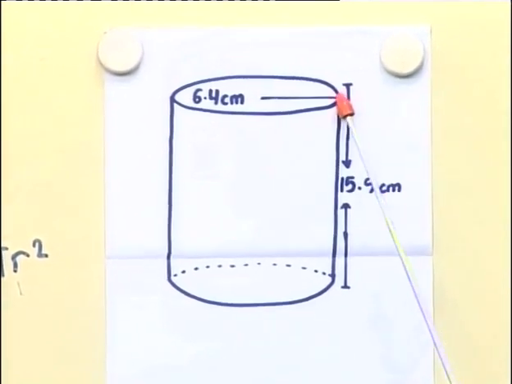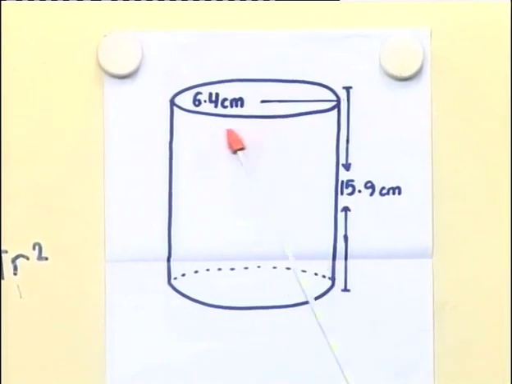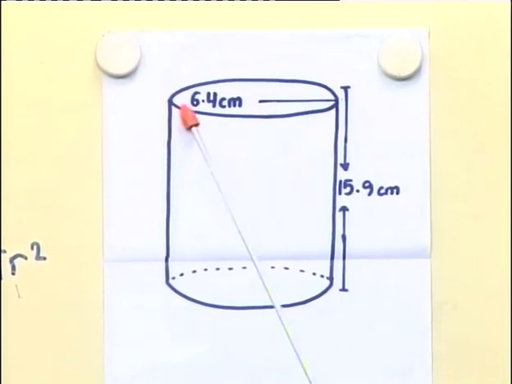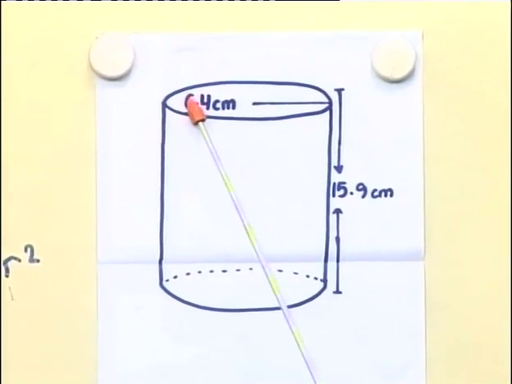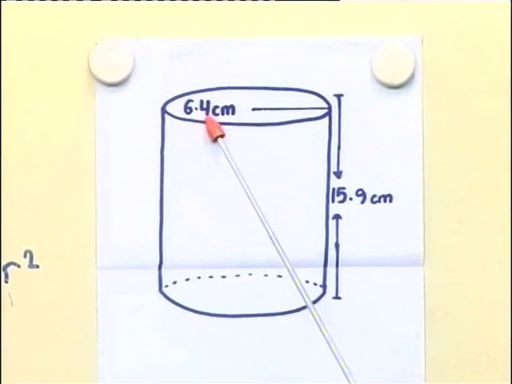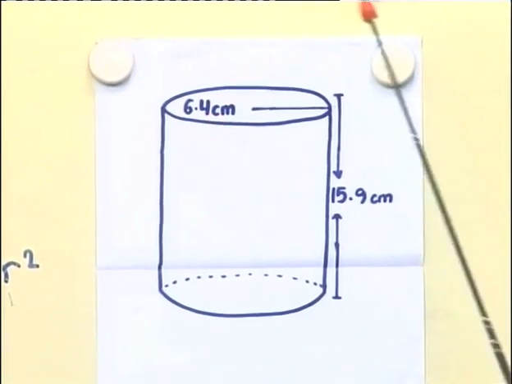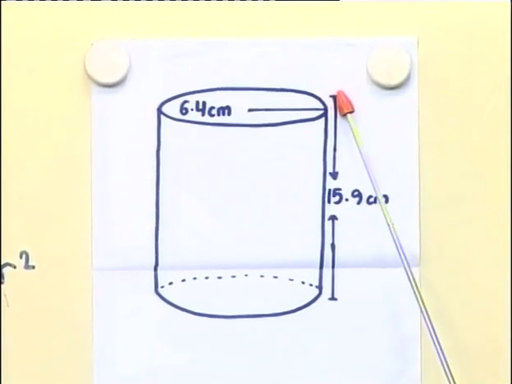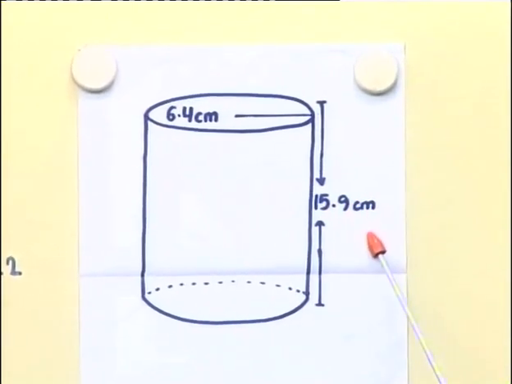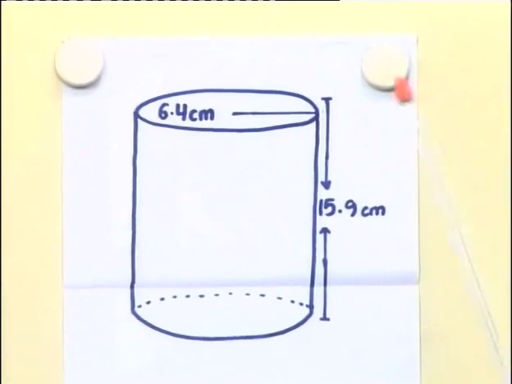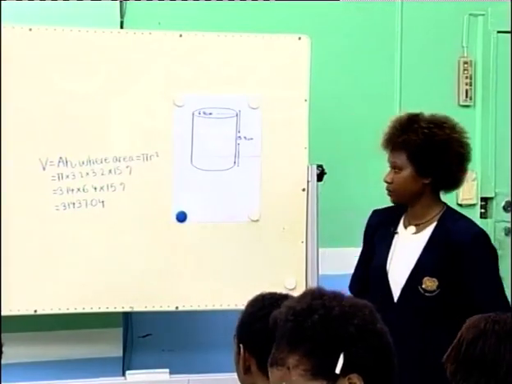We have the radius from this end to the center of the area of the base of this cylinder, which is in the form of a circle, and they have written 6.4, which is correct. The height from up here down this way, 15.9 centimeter. Now let's have a look at the working out.